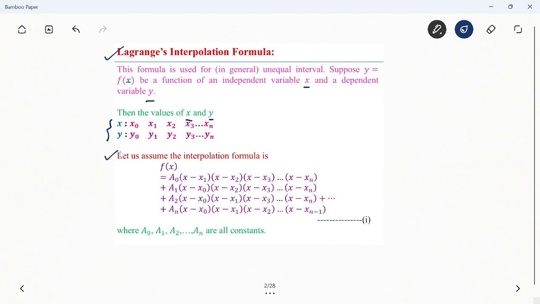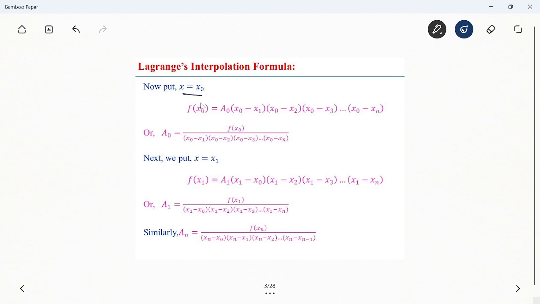And then we assume our interpolating polynomial, that is f(x) equals a0 (x minus x1)(x minus x2)(x minus x3)...(x minus xn), plus a1 (x minus x0)(x minus x2)(x minus x3)...(x minus xn), plus a2 (x minus x0)(x minus x1)(x minus x3)...(x minus xn), up to an (x minus x0)(x minus x1)(x minus x2)...(x minus x(n-1)), where a0, a1, a2, up to an are all constants that we have to determine.